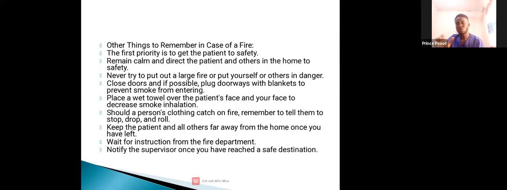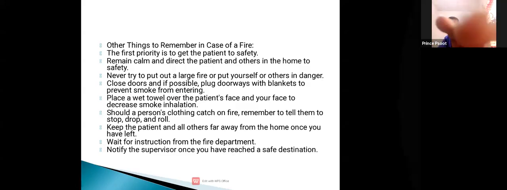So keep the patient, I repeat, keep the patient and all others away from the home once you have left. So you wait for the instruction from the fire department and notify the supervisor once you have reached a safe destination. Remember, put safety first.